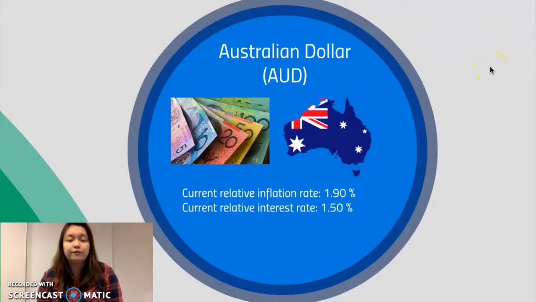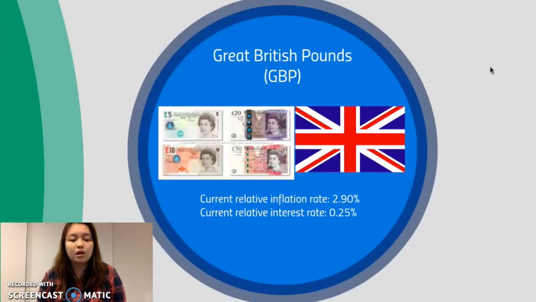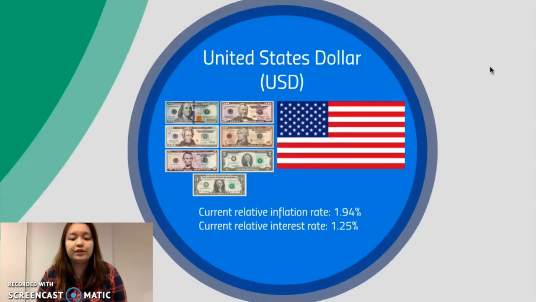AUD is the fifth most traded in the world. The current inflation rate is 1.90 and the current interest rate is 1.50. Sterling is the fourth most traded currency in the foreign exchange market. The current inflation rate is 2.90 and the current interest rate is 0.25%. The United States dollar exchange rate is the USD. The current inflation rate is 1.94% and the current interest rate is 1.25%.